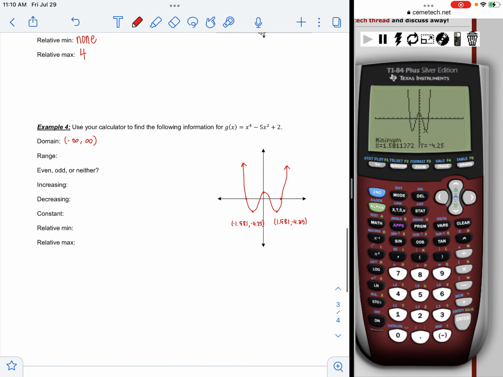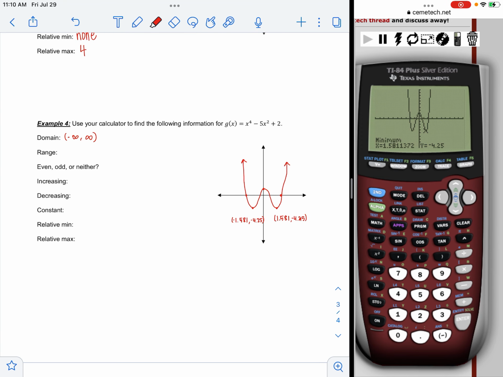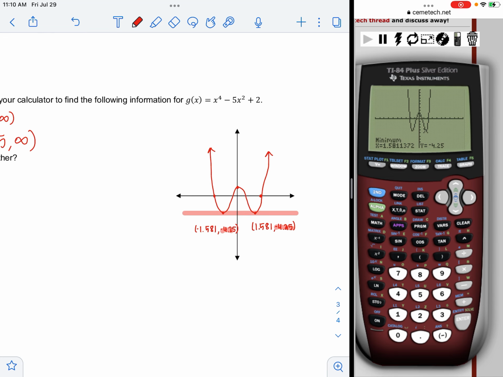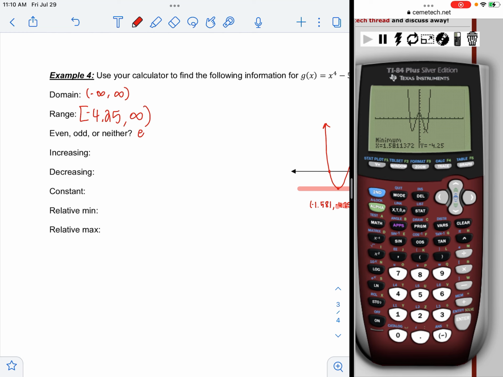All right. So the lowest my graph goes is these y values right here, which is negative 4.25. There are values there, so bracket. And then if you notice, it goes on forever and ever. The highest it goes right here, infinitely. Even, odd, or neither. Don't look at my graph for that. Look at the calculator for that. And you can see that there's symmetry over the y-axis. So this is even.